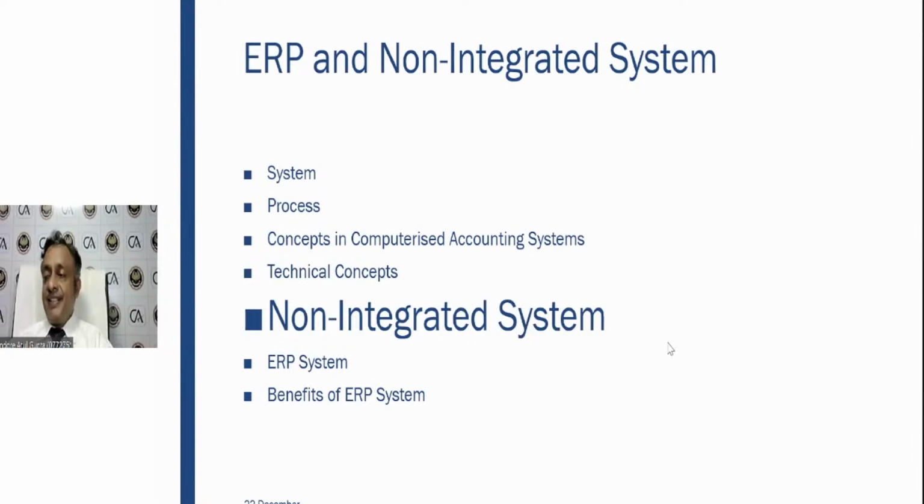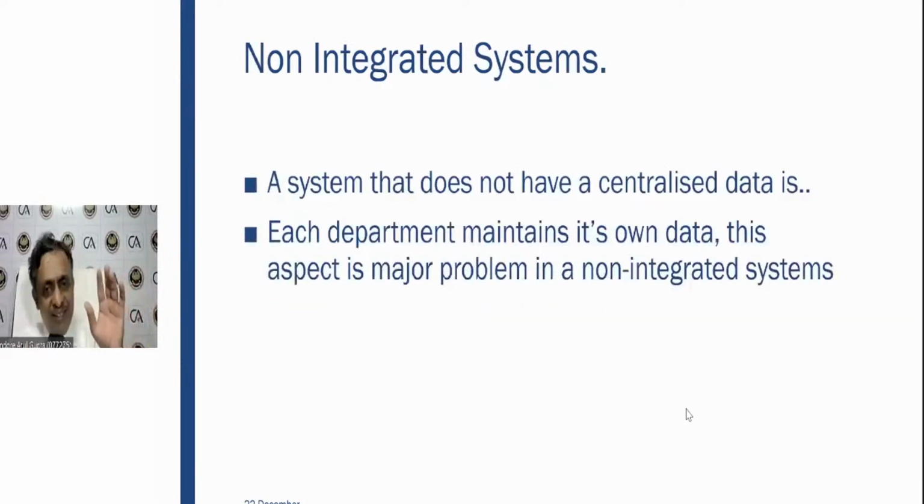Then non-integrated systems. Someone did talk about non-integrated systems. A very small paragraph is there; I think the definition I have cleared. Let us read that. Non-integrated systems are those systems where the functions or the departments in the entity are not linked to each other. Second, these systems don't have centralized data, so each department maintains its own data. That becomes a disadvantage for non-integrated systems.